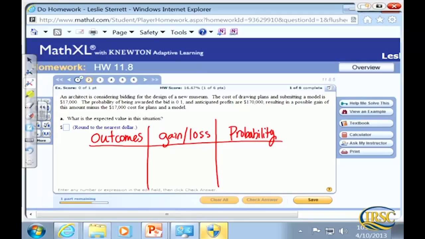All right, so an architect is bidding for this new museum. What are the possible things that could happen when he bids for the job for the museum? Okay, he could get the job or not get it. They use the words awarded the bid, so I'm going to use that same wording. So he's awarded the bid, or he's not awarded the bid.